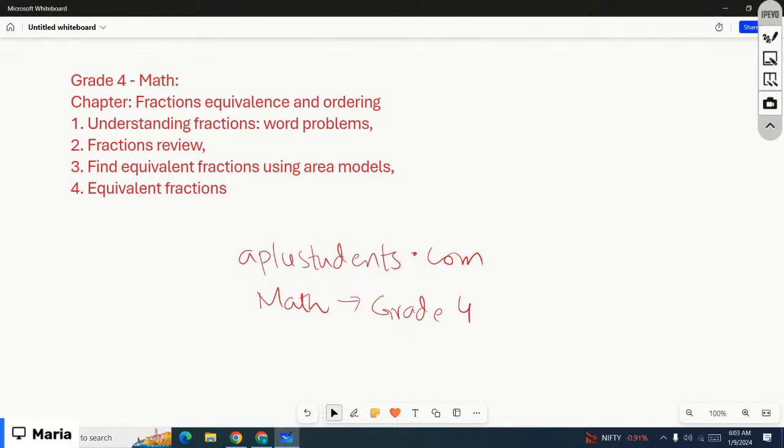We're going to start with the chapter fractions and equivalence. Fractions, equivalence and ordering. And the lessons we're going to cover today are understanding fractions word problems, fraction review, find equivalent fractions using model, area and equivalent fractions. So let's just start with the first lesson, that is understanding fractions word problems. Please make sure you have your notebook and pencil so that you can note down the important examples and definitions as well. So let's just start with the lesson.